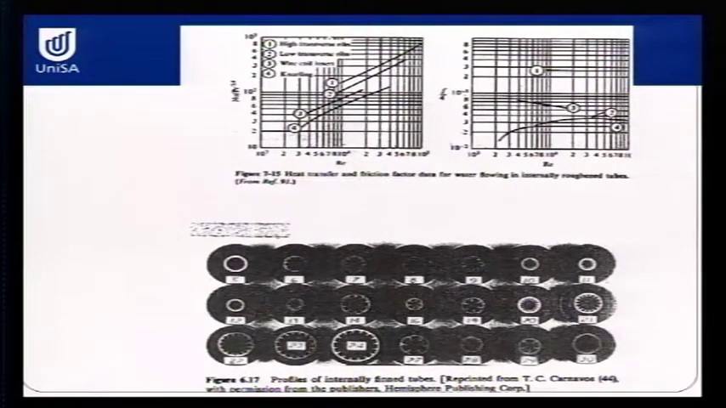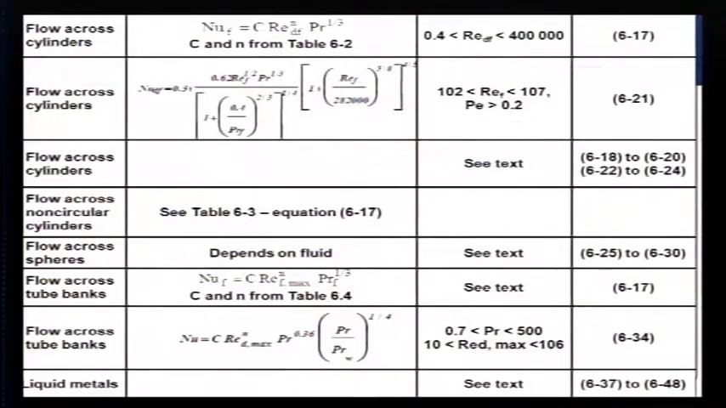And these are some more results, and here again we are looking at the Nusselt number and the friction factor for various types of shapes of fins inside the tubes. Any question before we go to the next part?